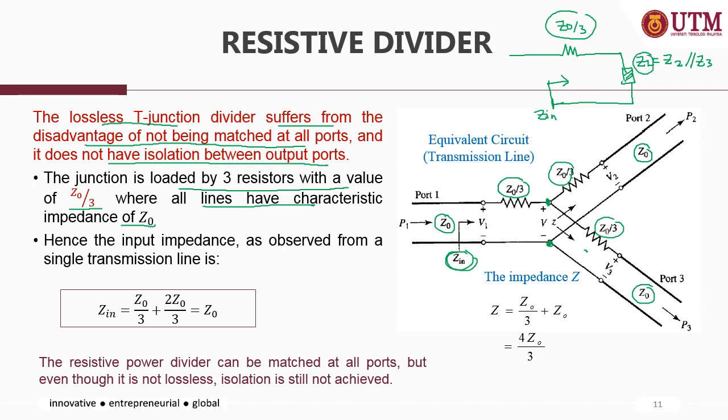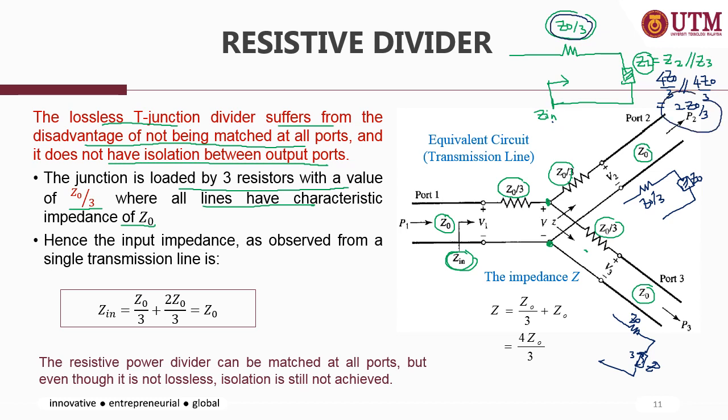So what is your ZL? ZL from port 2 is this one plus Z0, so Z0 over 3 plus Z0. Same goes for port 3: it is Z0 over 3 plus Z0. So at this point you have 4Z0 over 3 in parallel, which is equal to 2Z0 over 3. That's why the Z in here is equal to Z0 over 3 plus 2Z0 over 3, which is equal to Z0. So the system is matched.